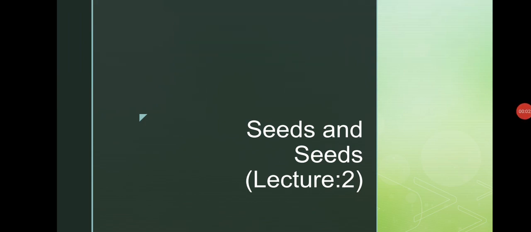This is the EVS class for class 5. Today we discuss chapter number 5, Seeds and Seeds from NCERT, and this is lecture number 2.